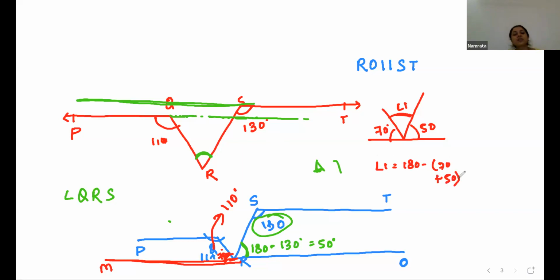So what we did exactly: we did one construction. We constructed a line RO that is parallel to ST. Now, since RO is parallel to ST, RO will be parallel to PQ also, because ST and PQ are parallel, ST and RO are parallel, so all three are parallel.